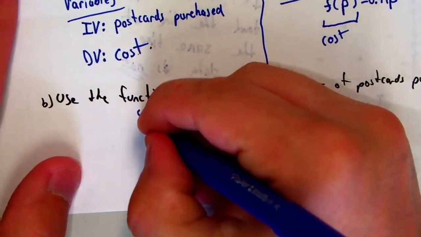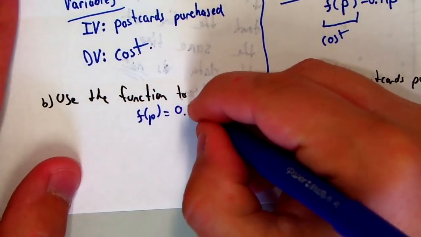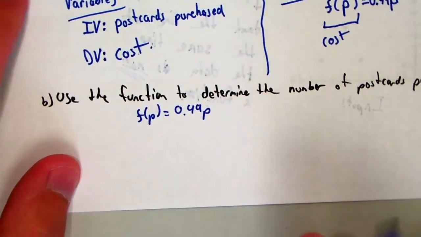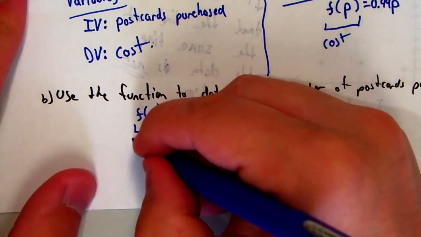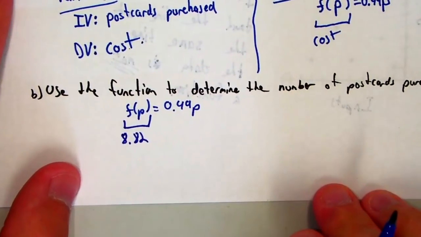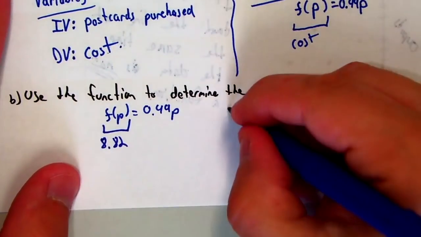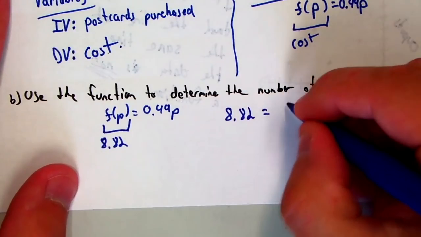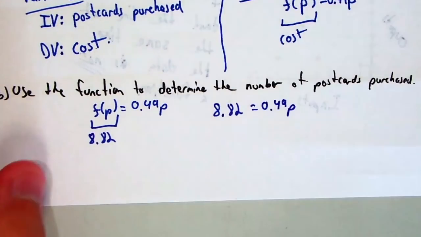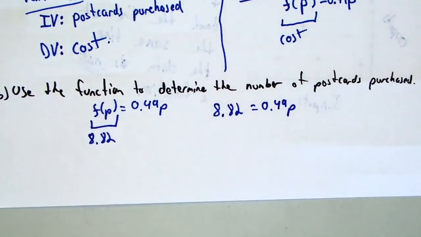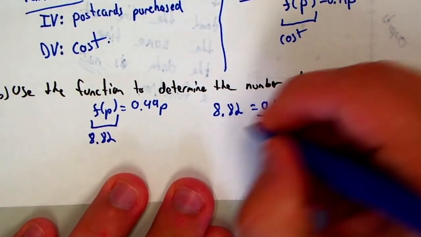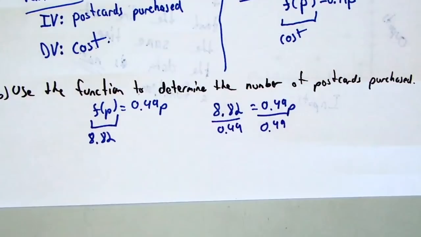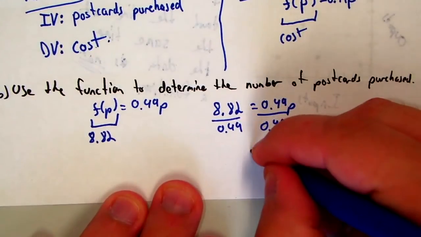Letter B, it says use the function to determine how many postcards that Ms. Newman actually purchased. So if I have f of p equals 0.49 times p, and I know the total cost was $8.82, I can work backwards to find what the input was. So $8.82 is equal to 49 cents times each postcard. Now this is a pretty simple and standard one-step equation. We would want to divide both sides by 0.49.